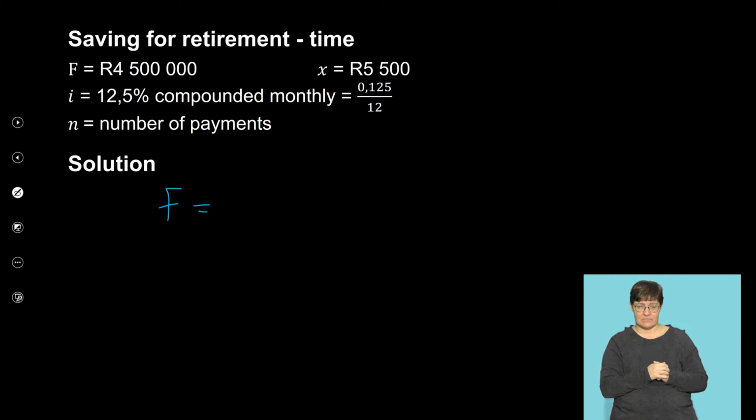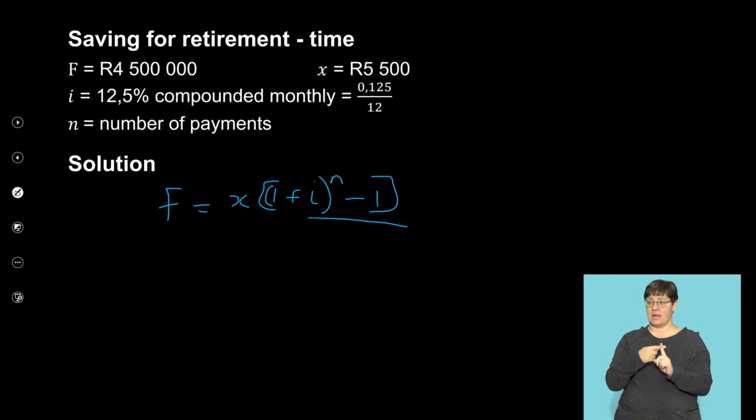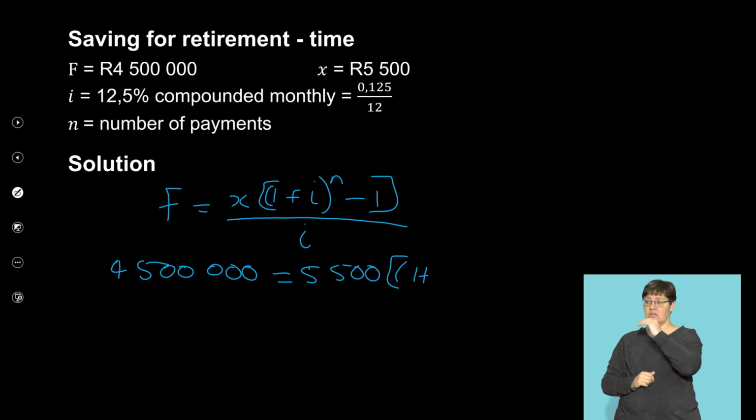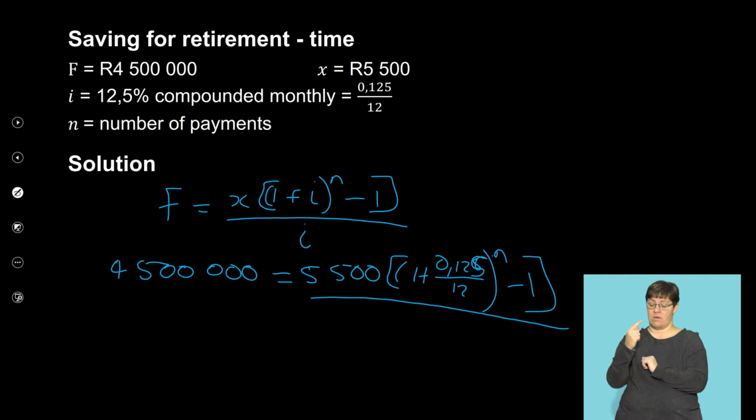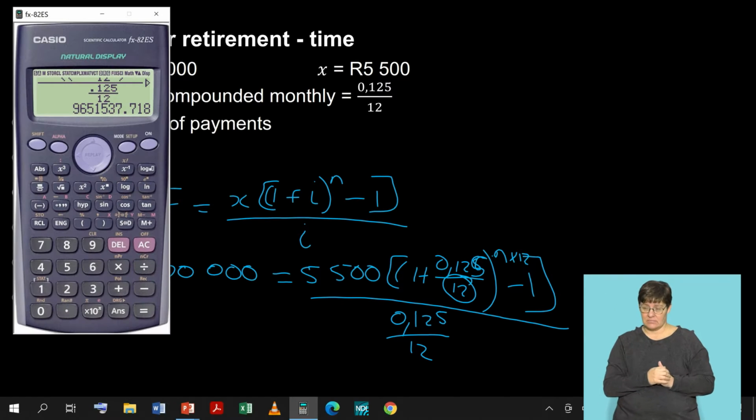Remember again, my formula, X into 1 plus I, all to the exponent of n minus 1, divided by I. And then I know that my future value, the 4,500,000, equals 5,500 into 1 plus 0.125 divided by 12, all to the exponent of n, which I don't know, and all of this is divided by 0.125 over 12. By the way, the n here, I must multiply by 12, because if I divide this by 12, then the n must also be multiplied by 12. Now, back to our calculator. This is what I will have. I will just work out almost everything here.